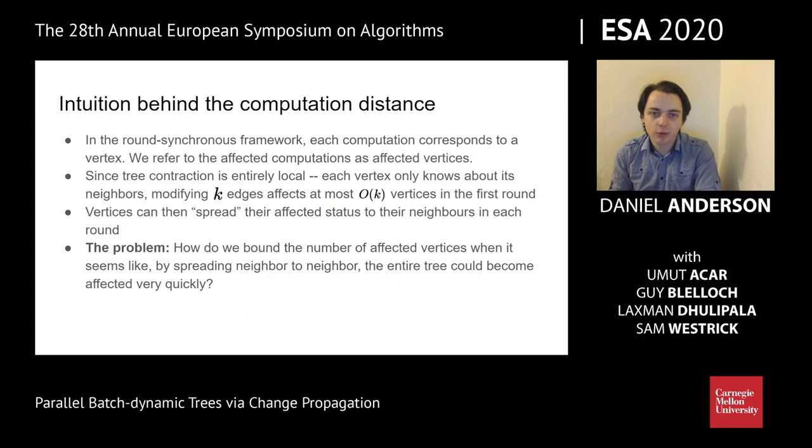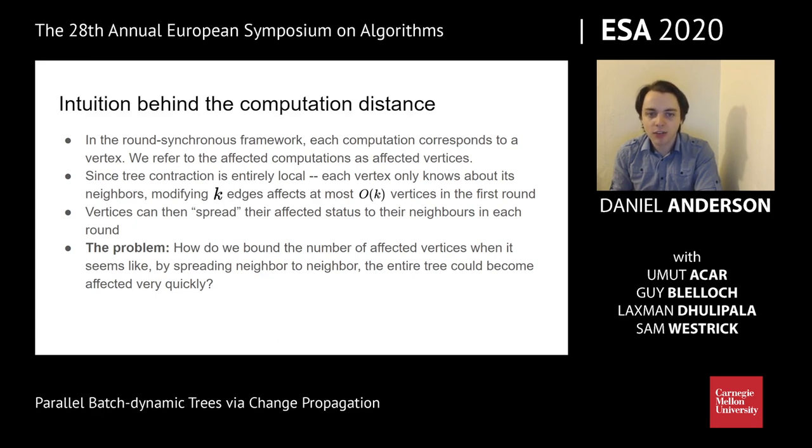So let's look at the intuition of how we'll prove something like this. First of all, in the round-synchronous framework, each computation corresponds to a vertex. We have to think about how we would implement parallel tree contraction as a round-synchronous algorithm. It's rather simple using this idea. Each computation is a vertex, and at each round, the vertex just makes a decision of whether or not it should be deleted, and it makes this decision entirely locally. It only has to look at its neighbors, and possibly its neighbors' neighbors, to determine whether or not its neighbors are leaves. Each vertex simply has to tell if it's a leaf, in which case it can be deleted, or if it's a vertex of degree 2, in which case it can be deleted. The algorithm then uses randomized coin flips to break symmetry in the case of a path of multiple degree 2 vertices.